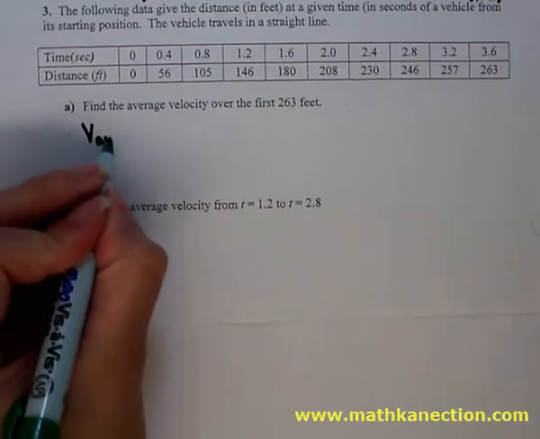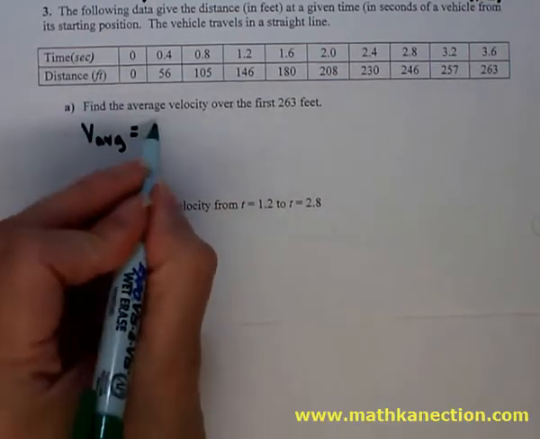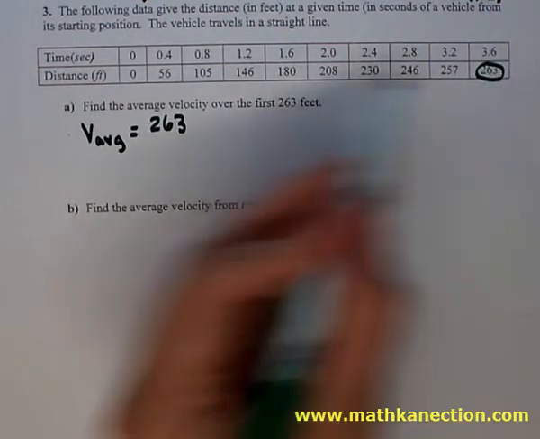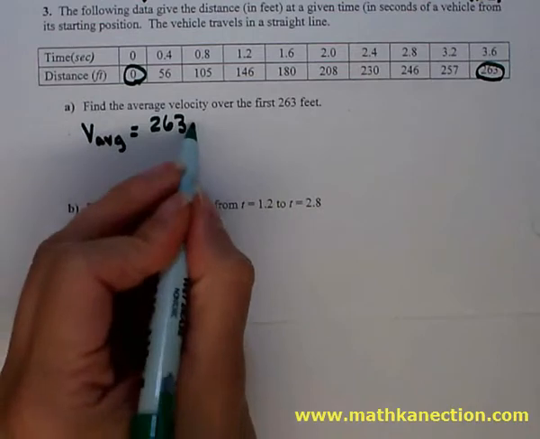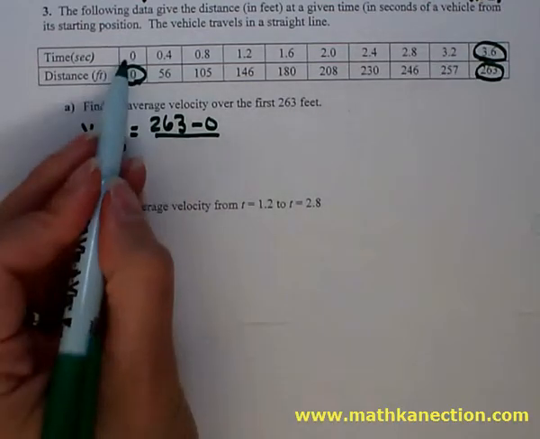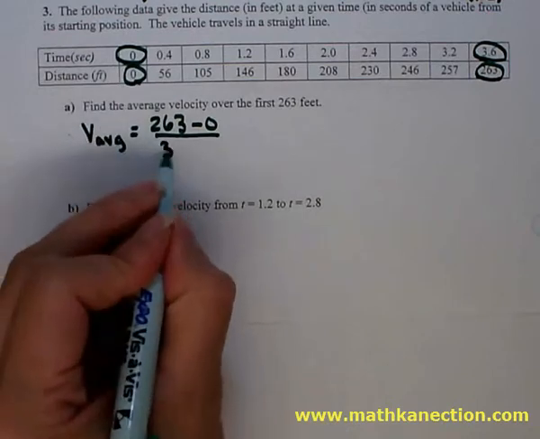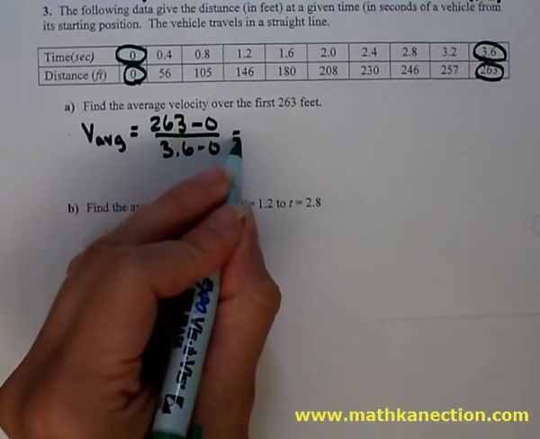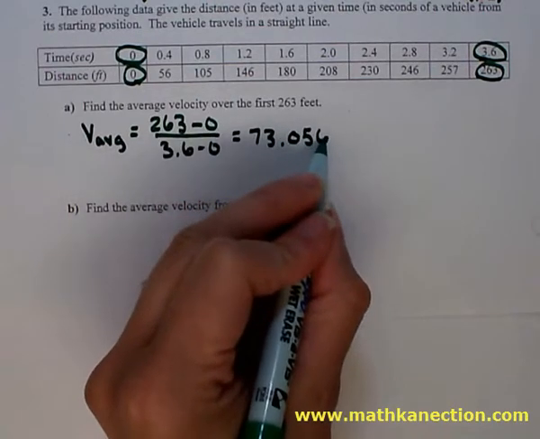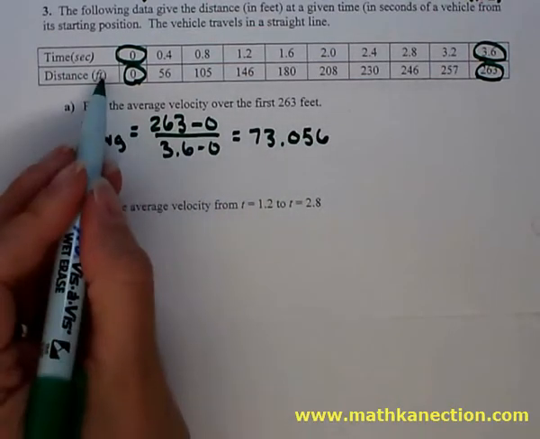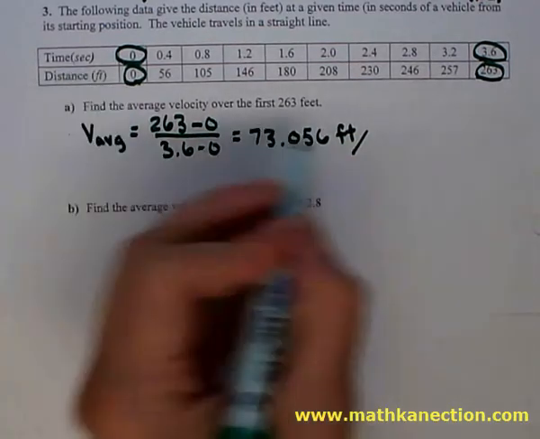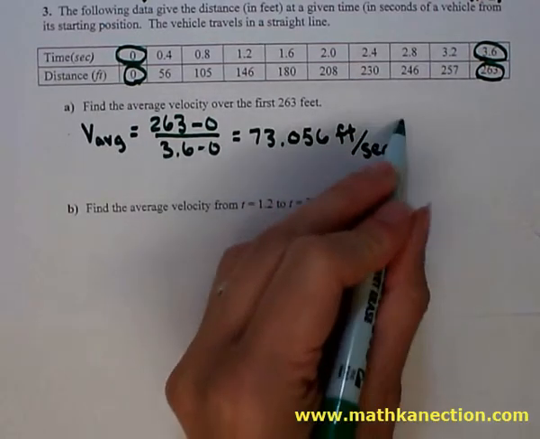Next problem we're going to look at numerically. We're going to find the average velocity over the first 263 feet. So using 263 and 0, and then the time that corresponds, which is 3.6, and time of 0. So we get 263 over 3.6, which calculates out to 73.056. The numerator is measured in feet, and the denominator is measured in seconds, so feet per second for our units.